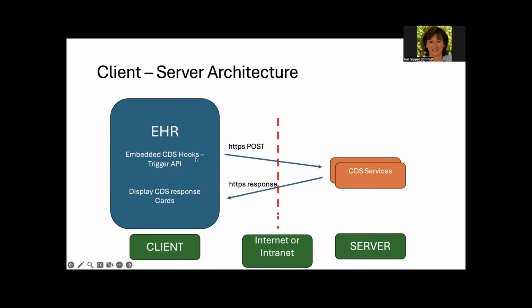So it's an embedded CDS hook, and it's going to trigger an API. It's going to send out an HTTPS post, maybe going across the internet if it's an external or interoperable clinical decision support tool. And it's going to send that post to some CDS service or services, a series of services potentially. And if this is out across the internet, perhaps this is sitting out in the cloud somewhere on Azure, Google, or AWS. Or it could be on an intranet. In any case, the response is going to go back to the client, which in this case is the EHR, and they're going to display the clinical decision support response on the EHR.